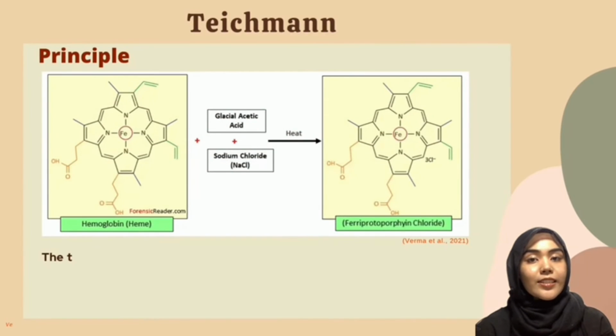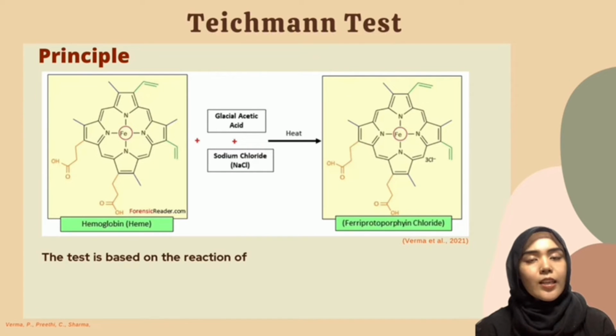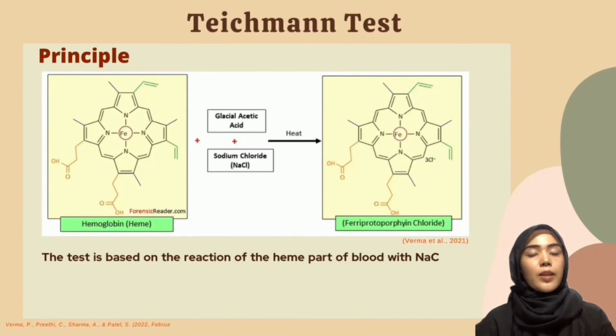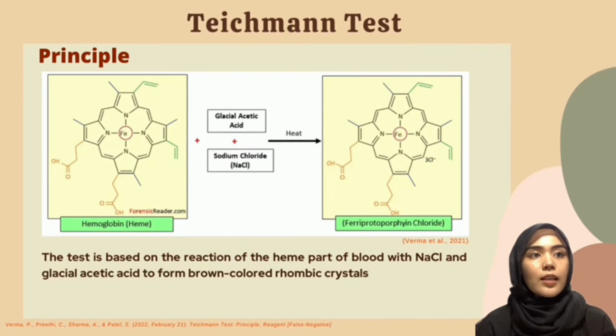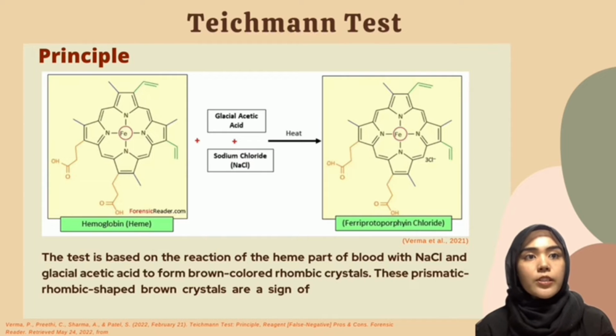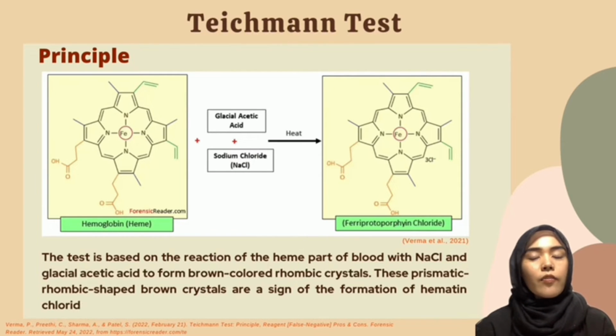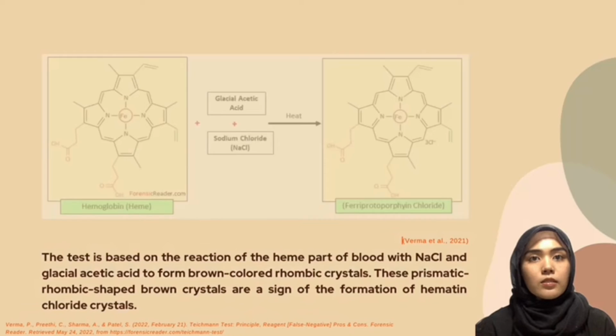So the first test that I will discuss is the Teichmann test. The principle of this test is based on the reaction of the heme part of blood with sodium chloride and glacial acetic acid to form a brown colored rhombic crystal. These rhombic shaped brown crystals are a sign of the formation of hematin chloride crystals.